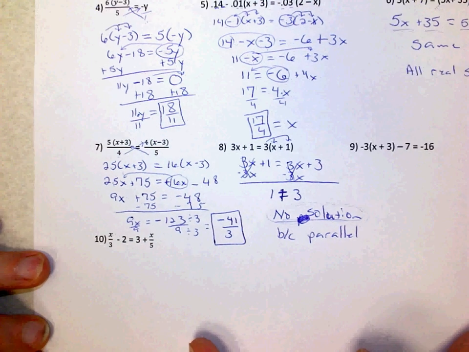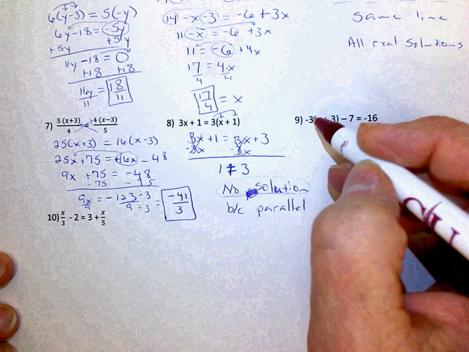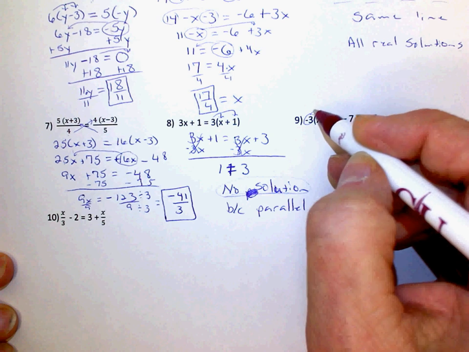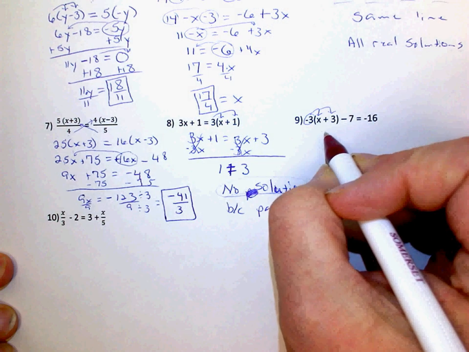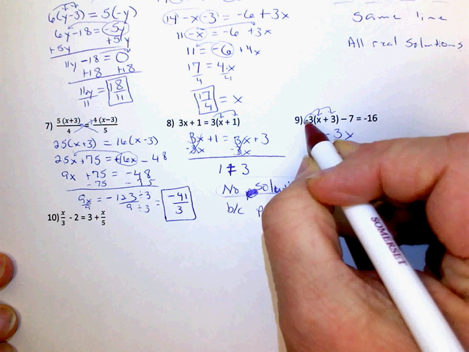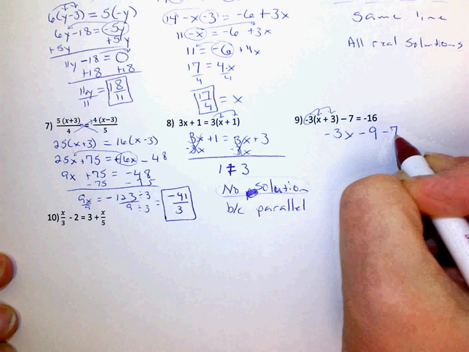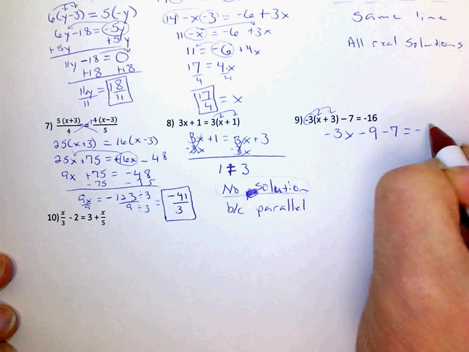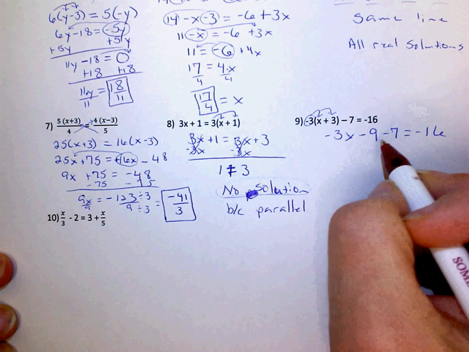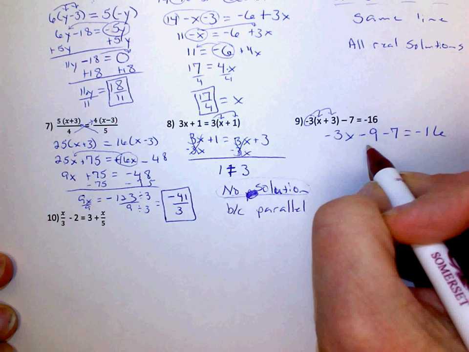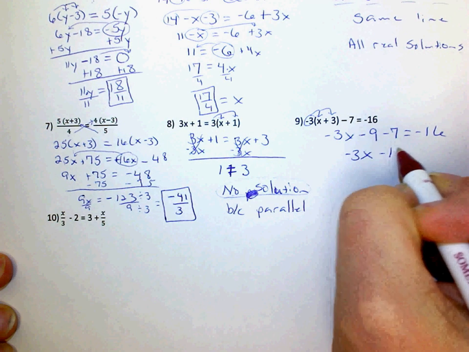Alright, here we go. We're getting close to the end of this one. So negative 3 times x is negative 3x. Negative 3 times positive 3 is negative 9, minus 9 equals negative 16. Well, this gives us negative 3x minus 16 equals negative 16.